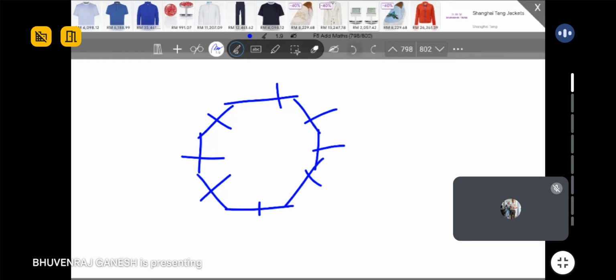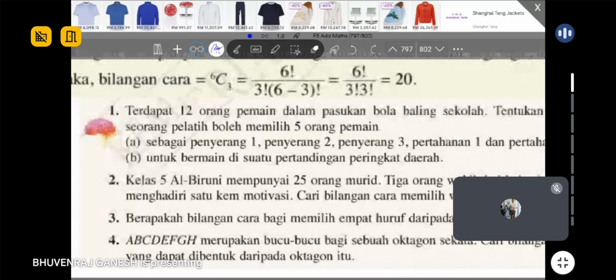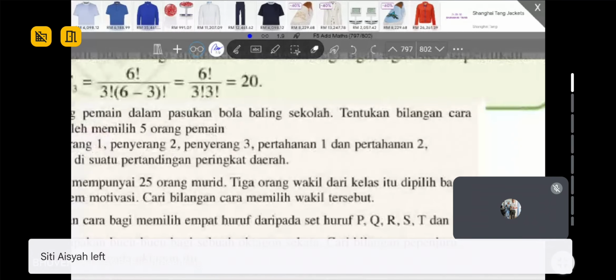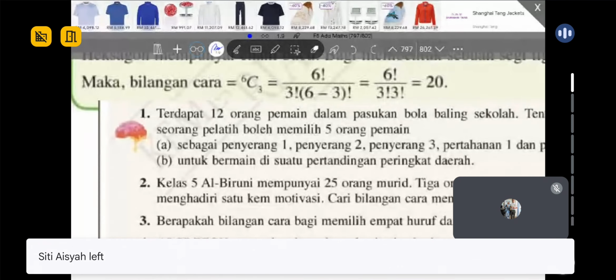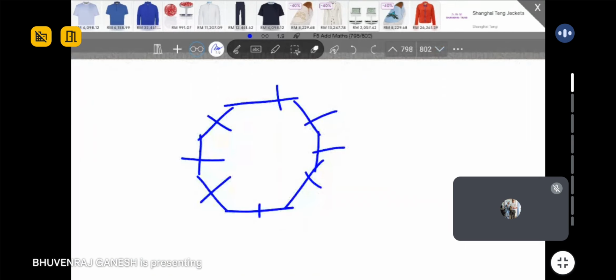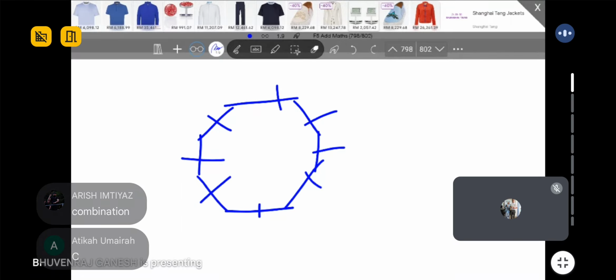So the question is, I think you have to connect. Wait, let me see. Okay, tak ada apa-apa syarat. So you just need to draw a diagonal only. Dua perpenjuru saja. So guys, do we use permutation or combination untuk soalan yang keempat tu? Pilih atur atau gabungan. Kita nak bentuk perpenjuru. Yes, combination. Kita guna gabungan.